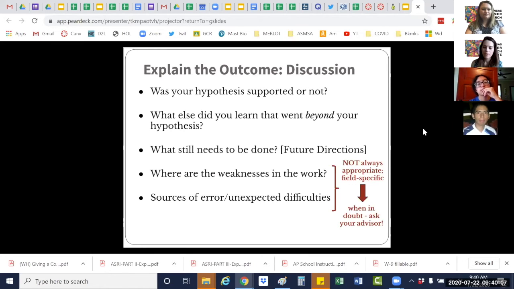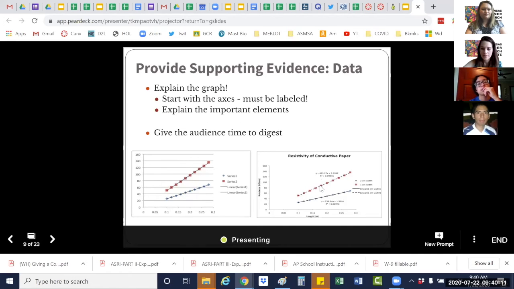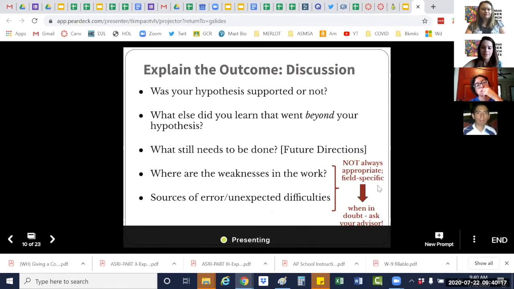So for example, if I go back a slide, perhaps your hypothesis was that the 1 centimeter wide paper would have greater resistivity, but perhaps the fact that that slope was steeper was something that you had not expected. That was a surprise, and it's worth noting in your discussion. This is also where you can say what still needs to be done, your future directions.